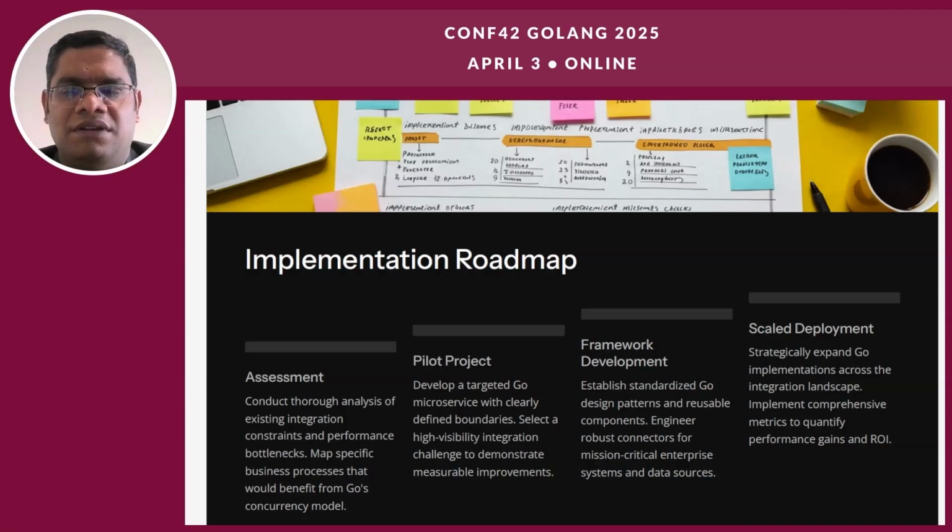Framework development and deployment: we establish standard Go design patterns and reusable components, and engineer robust connectors for mission-critical enterprise systems and data sources. Then we scale up the deployment, strategically expanding Go implementations across the integration landscape and implementing comprehensive metrics to quantify performance gains and return on investment.